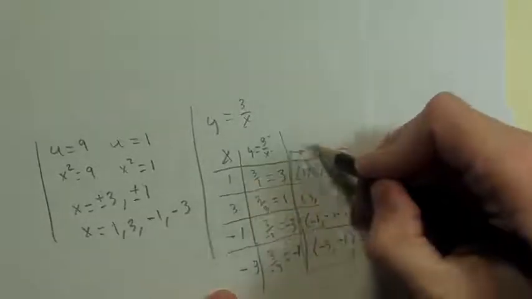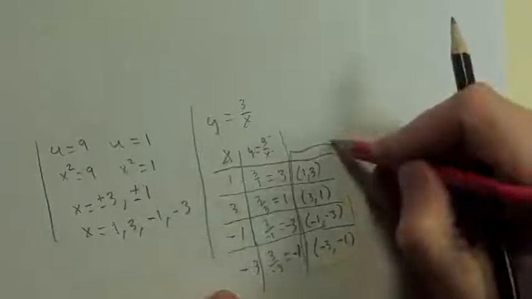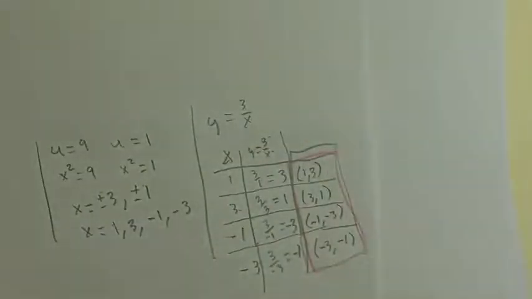Okay, so here is my entire solution set. 1, 3, 3, 1, negative 1, negative 3, and negative 3, negative 1. Zoom in a bit so it's easier to see these. Okay. So there are a lot of places where these intersect, right?